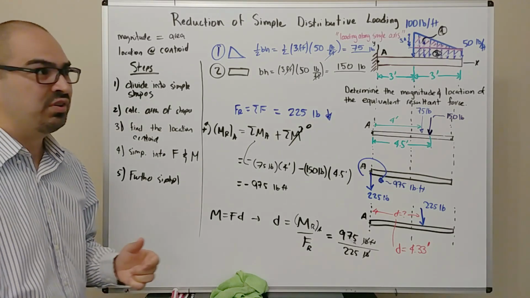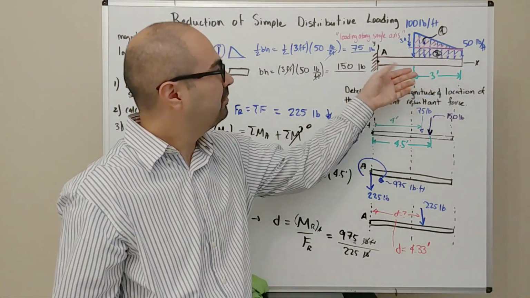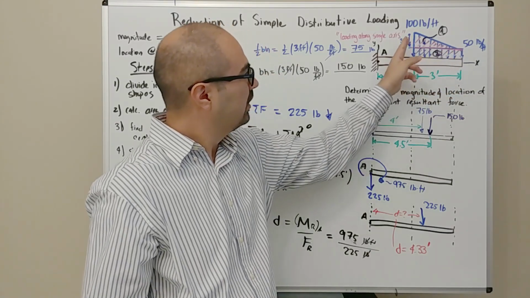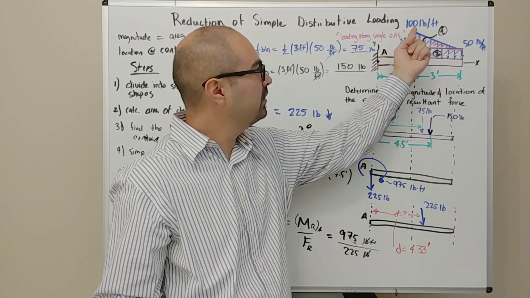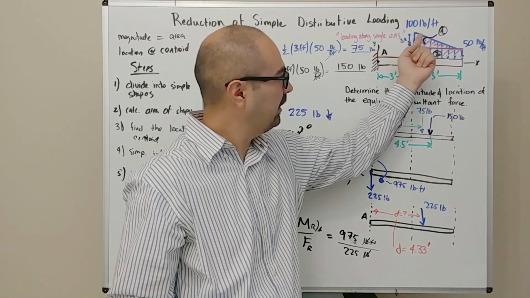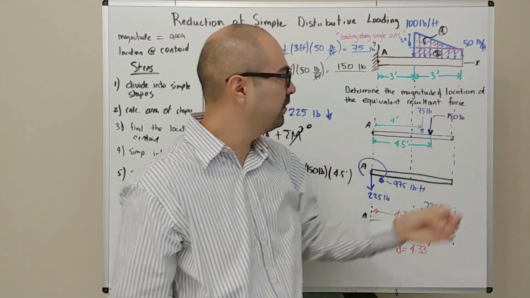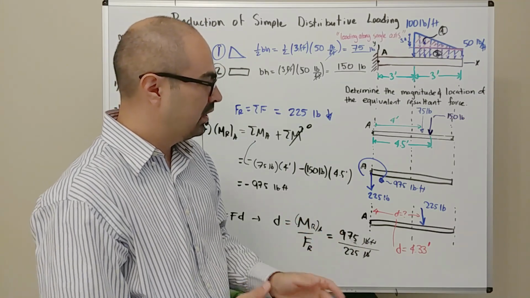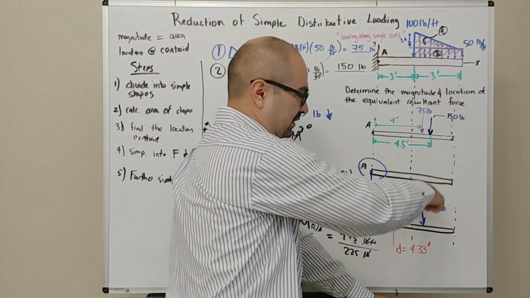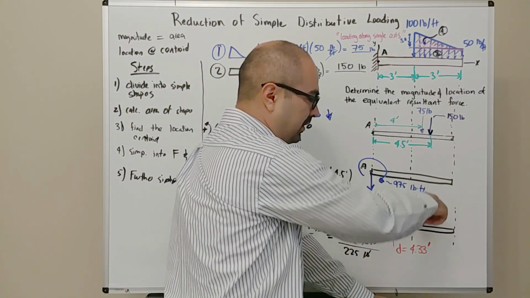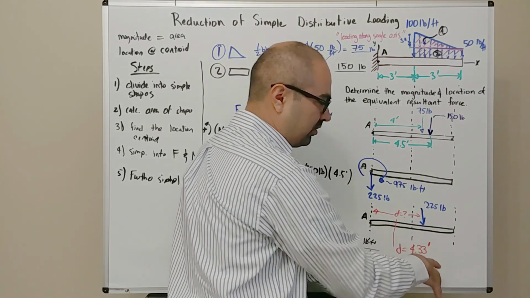So if someone were to ask you, what is the end effect of this distributed load that starts off over here with a magnitude of 100 pounds per foot and decreases to 50 pounds per foot at the end of the beam? What is it trying to do? Well, it's the same thing as applying a force of 225 here at a distance of 4.333.